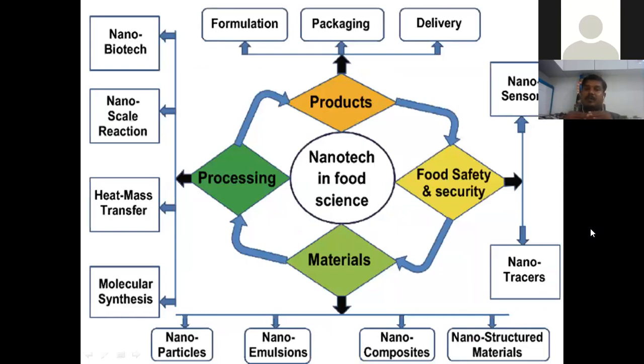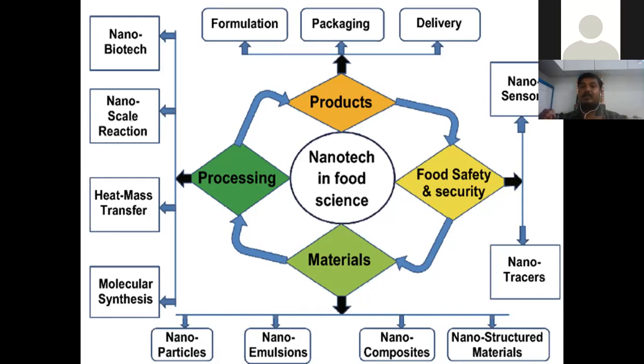Apart from that, nanotechnology in food science. We'll start with food, because we are all yearning and living for food only. Based on food only, all of our development and all of our energy levels are there. So nanotechnology in food science: there are 4 different parts in food science and food technology. One is materials, food safety and security, products and processing. In all these divisions, nanotechnology has many applications.